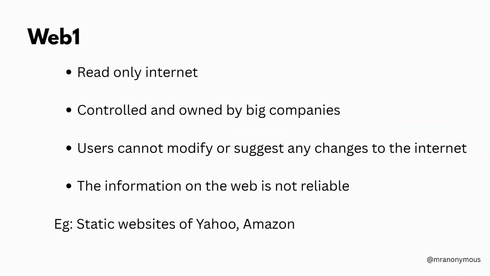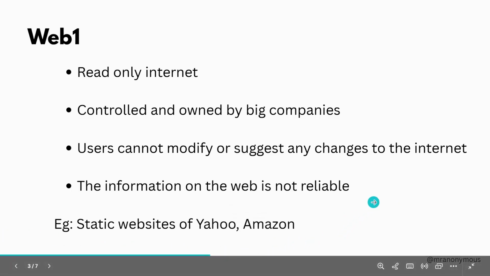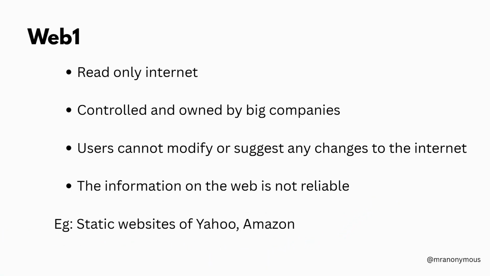Now we will be seeing in detail what is the real difference. So what is Web 1? Web 1 is a read-only internet. Here, all the data is controlled and owned by big companies. Everything will be written on the internet, and the people would be able to only read. They will not be able to comment, or tell their opinions. The users cannot modify or suggest any changes to the internet. The information that is available is not reliable, because the information is provided by big companies such as Yahoo and Amazon, and the people just blindly follow it.